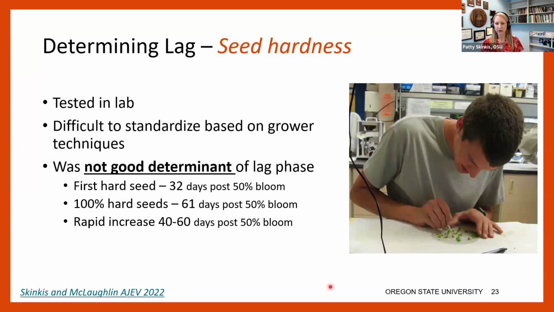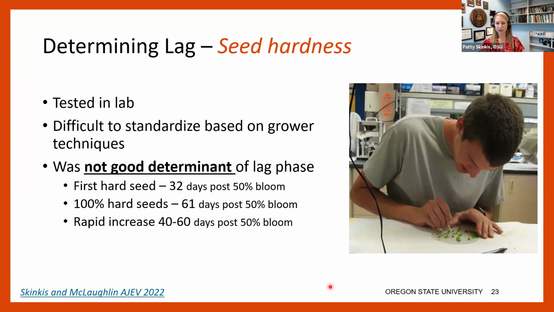So it was not very good and not very standardized in terms of scientifically evaluating this to be able to say, okay, 75% seed tips is going to be when we're at mid-lag. So it was not a good determinant of lag phase, even when we did the detailed analysis in the lab where we standardized this procedure. The reason is that our first hard seeds were quantified around 32 days post 50% bloom, and we had 100% hard seeds by day 61.